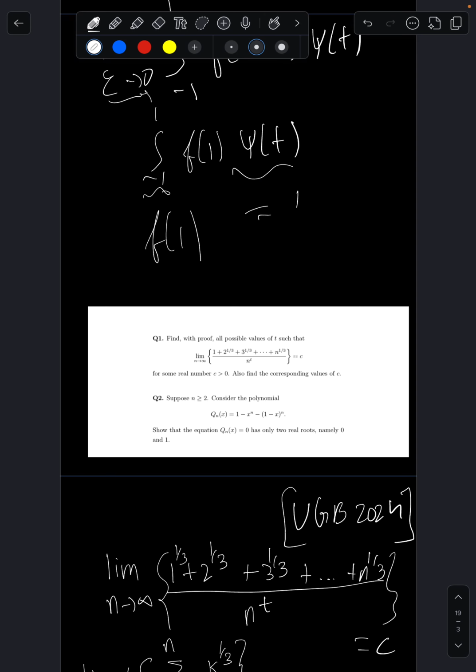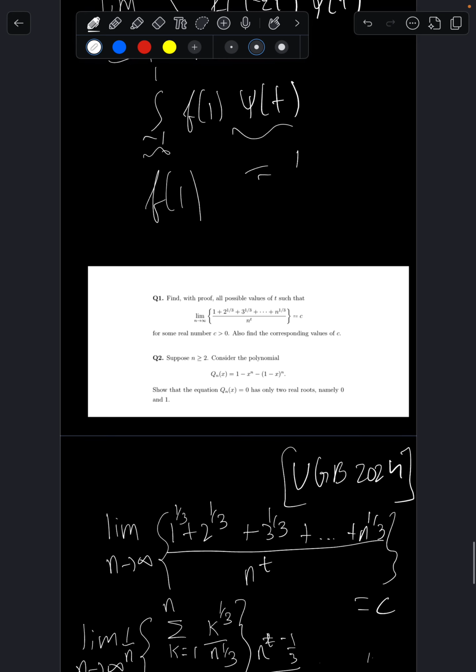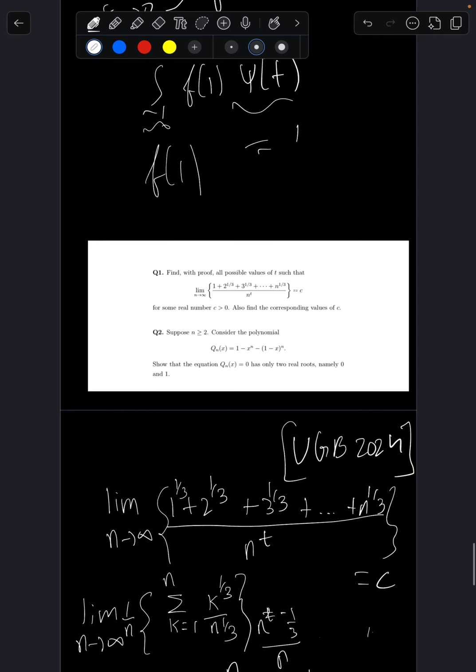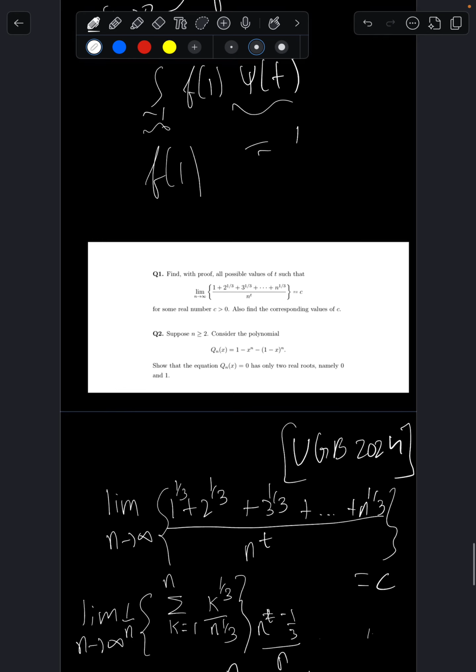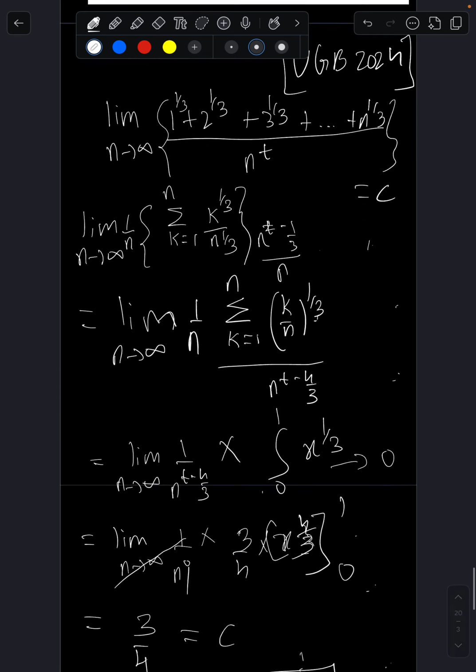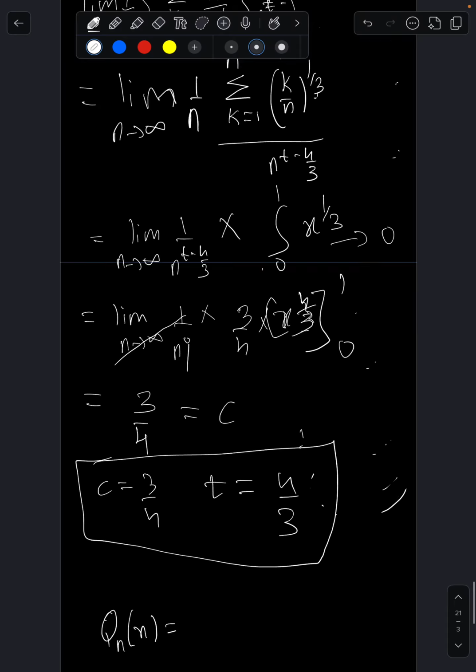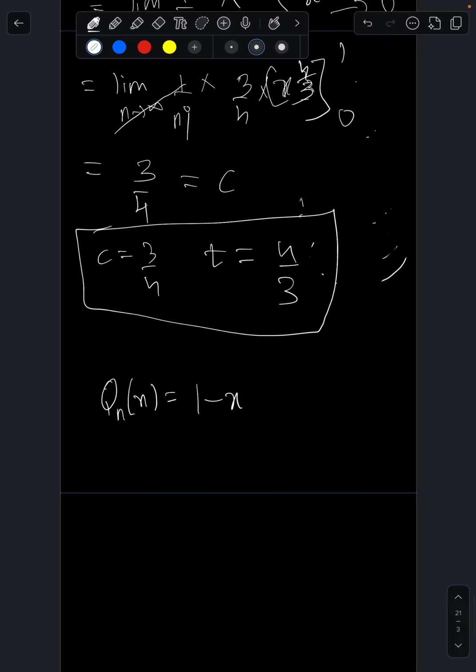Now, UGB question number 2 here. Suppose n is greater than 2. Consider the polynomial Qn of x equals 1 minus x to the power n. Show that the equation has only two real roots, namely 0 and 1.